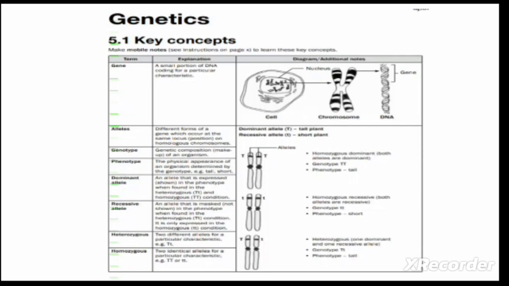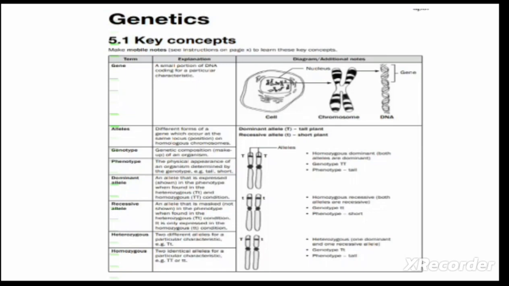And then I have explained that alleles are written as letters, big letters and small letters. And then we have a genotype, a genetic composition or genetic makeup of an organism, right? That is a way of writing a genotype. You write genotype using letters. Letters from what? From the alleles. Phenotype is the physical appearance of an organism determined by the genotype. For an example, tall, short. What you can see that this person is tall, that is the phenotype, tall.